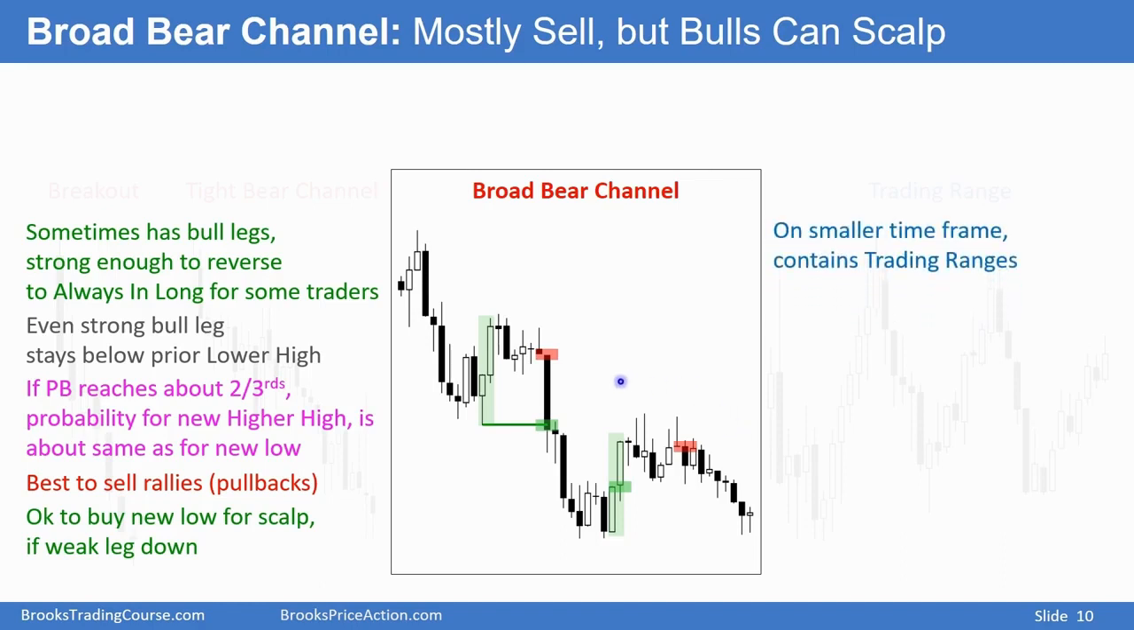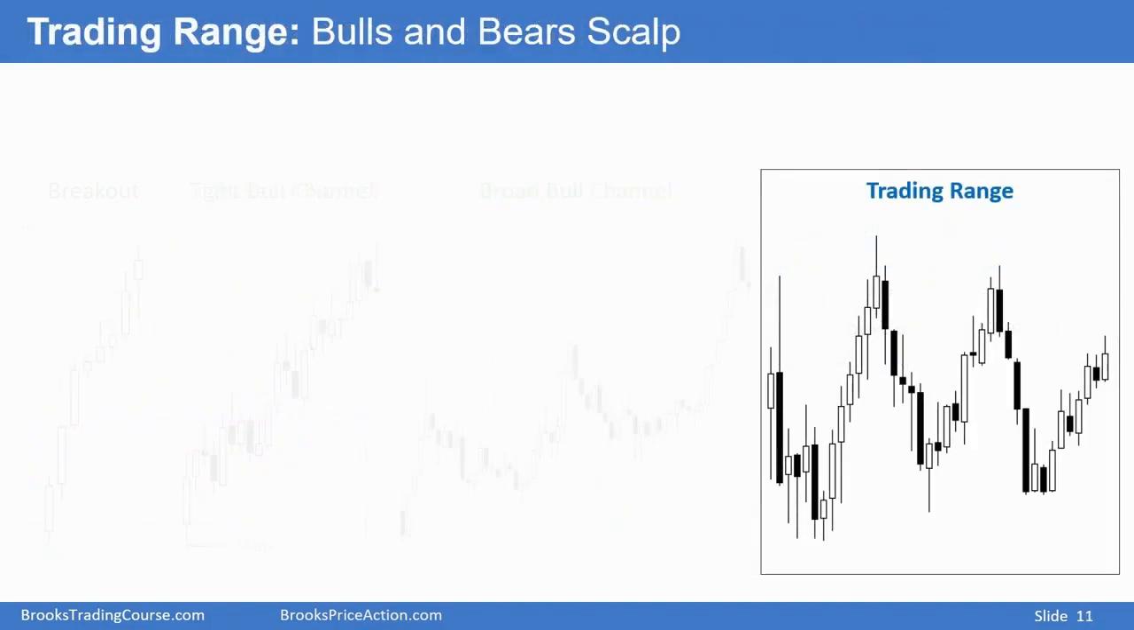On a smaller time frame chart, if this is an hourly chart, it will contain trading ranges. That would be a trading range. This would be a trading range. And on a higher time frame chart, usually a tight channel. And if you go to a high enough time frame chart, it may even be a bear breakout. Trading ranges. This is exactly the same chart that I use for the bull channels, and you trade it exactly the same.